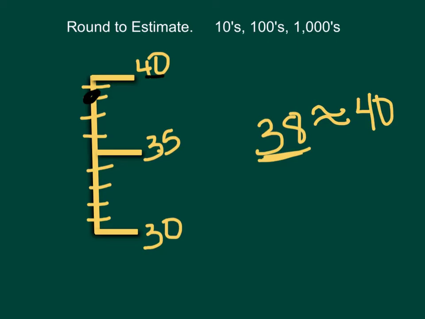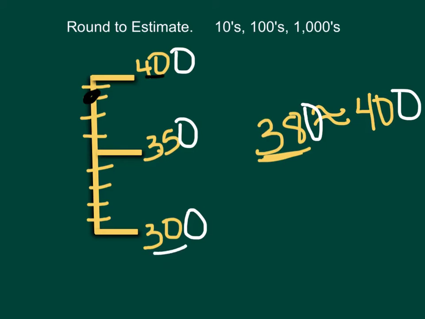So what if we had an extra zero there? If we had 380, we'd add a zero here, zero here, zero here, and a zero here. That's just letting us know that instead of having multiples of 10, we now have a multiple of 100.